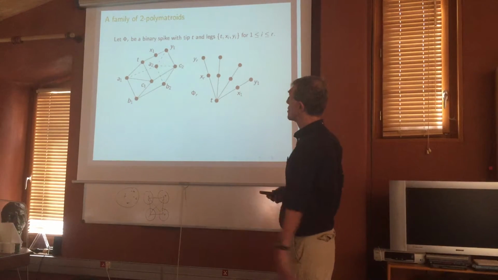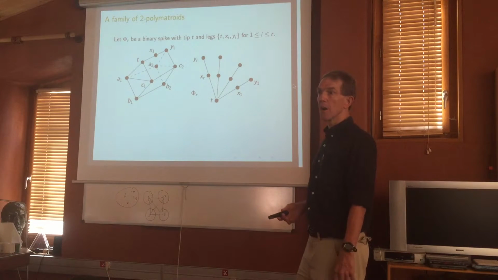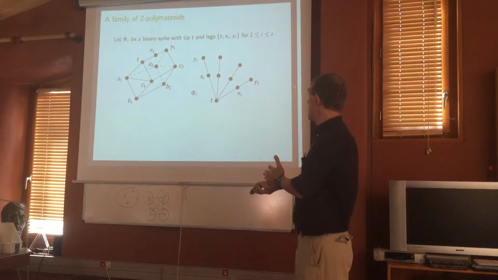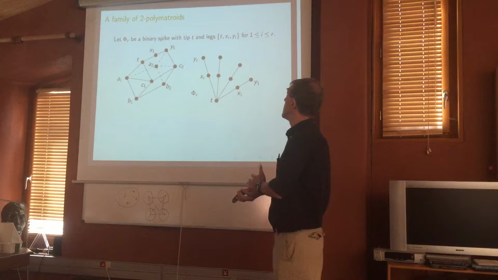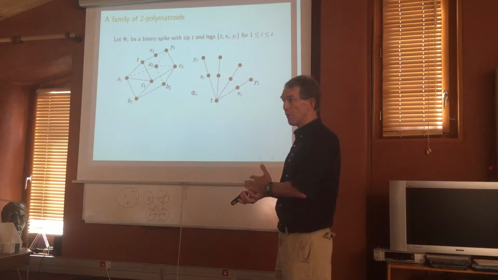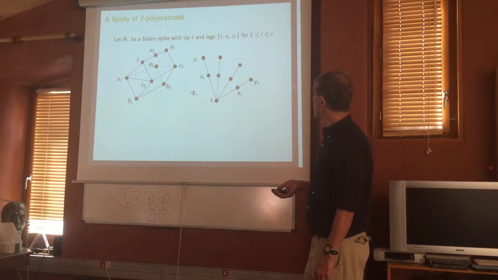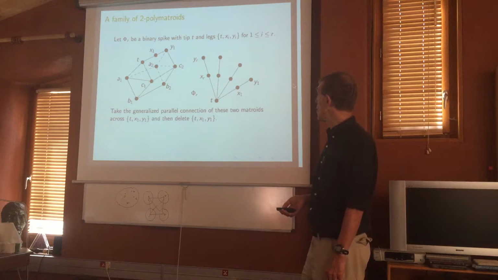And that's why I took the thing to be binary. It turns out binary is not important here. I could use any spike. But it's useful here because this is now a well-defined operation. Gluing across a binary spike, you can do it by generalized parallel connection. Okay, so I glue this thing across and then I delete this T, X1, Y1.